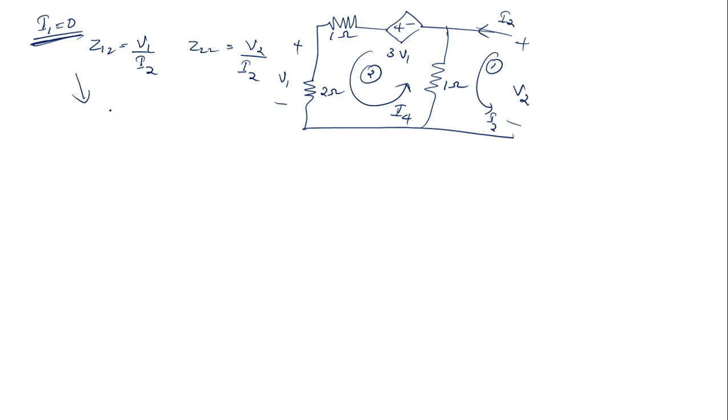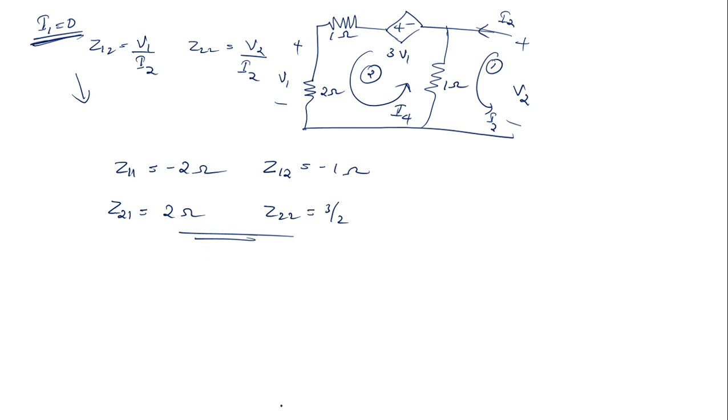So I will just write down the final answers that you are going to get. You have already obtained Z11. You will get Z12 as -1. Then you will get Z21 equal to 2 and Z22 you will get as 3 by 2. So this is your final answer.